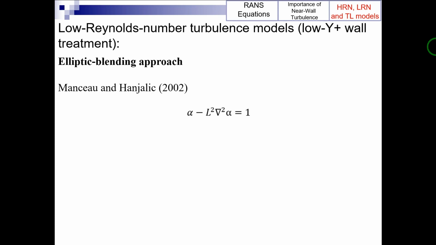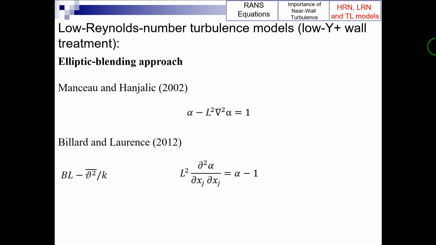Likewise, in 2012, Billard and Laurence extended the V2F model by replacing the f with the scalar function alpha, which reflects the elliptic relaxation. So this elliptic equation is solved for alpha. The model developed by Billard and Laurence 2012 is called BL-v2/k. This model is known to be robust for complex flow geometries. Note that the elliptic blending models generally show an improved universal near wall behavior.